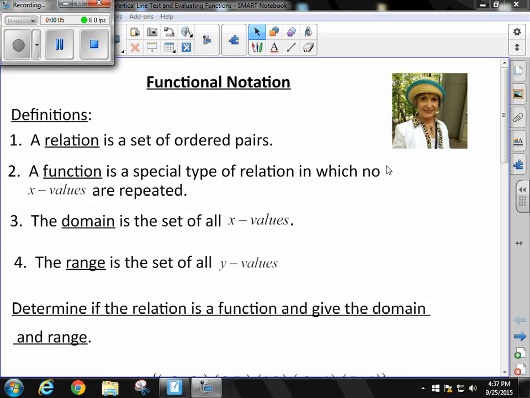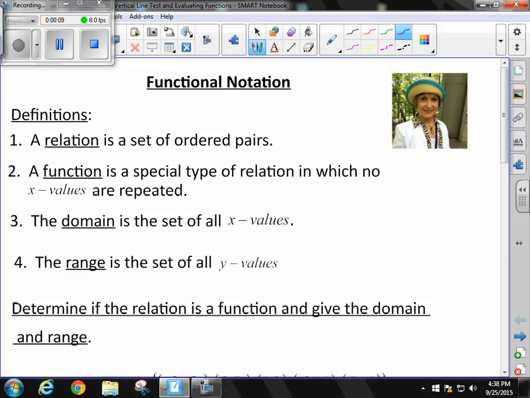Today we're going to talk about functional notation. A relation is a set of ordered pairs. So we have a set, and we're going to put some ordered pairs in it. (2, 0), (0, -7). Maybe let's put (3, 5) in there.